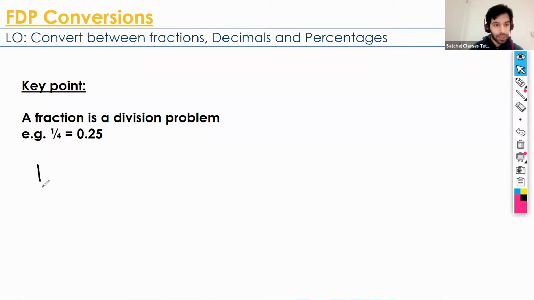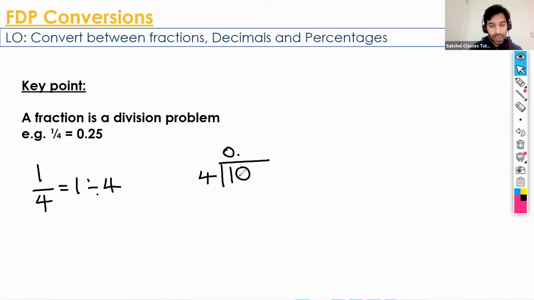So if we were to understand that 1 over 4 is the same as 1 divided by 4, well, 1 divided by 4: 4 doesn't go into 1. However, 4 does go into 10. It goes into 10 two times, the remainder being 2. 4 doesn't go into 2. However, 4 goes into 20 five times. So 1 divided by 4 is 0.25.